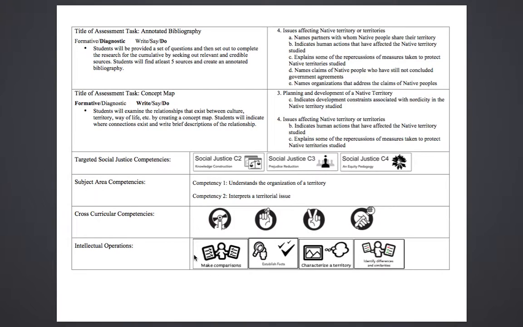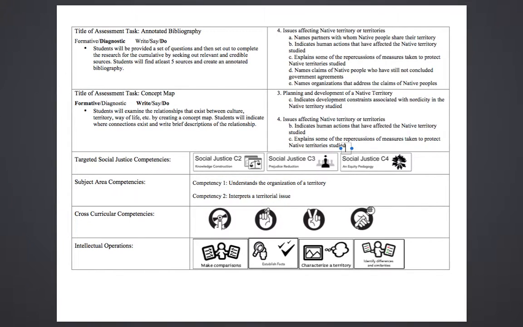And for the intellectual operations, I picked makes comparisons. Obviously, that's huge throughout. We have the Venn diagrams comparing what territory means to settlers and Aboriginal groups, establishing facts that they'll need to present to the class. They need to characterize a territory, again, because it goes really well with understands the organization of a territory and characterize the territory, and identify differences and similarities, again, with the Venn diagram and so on.